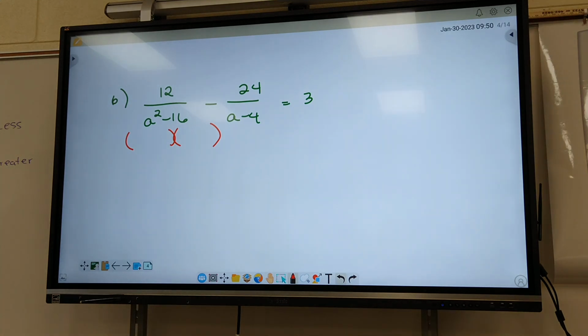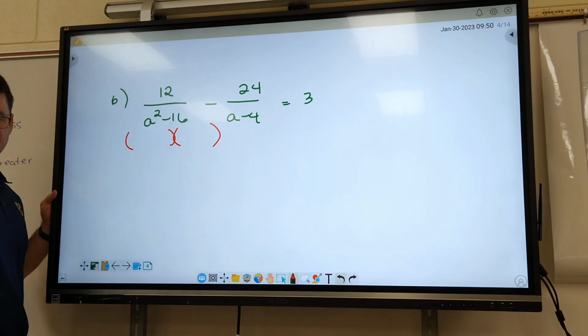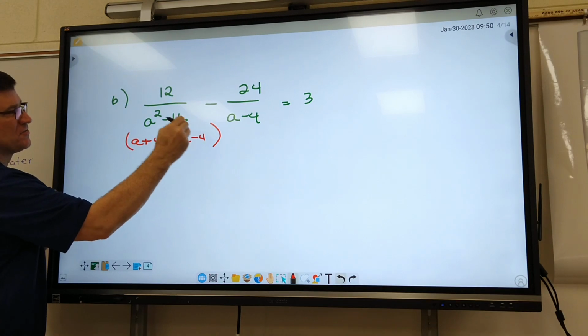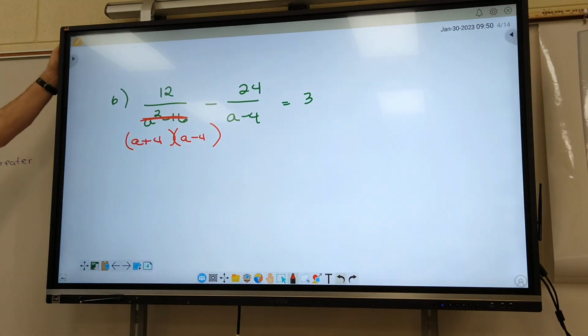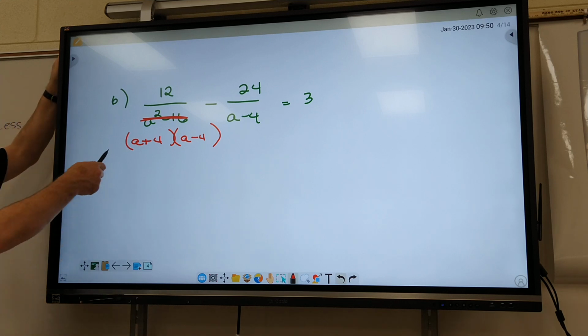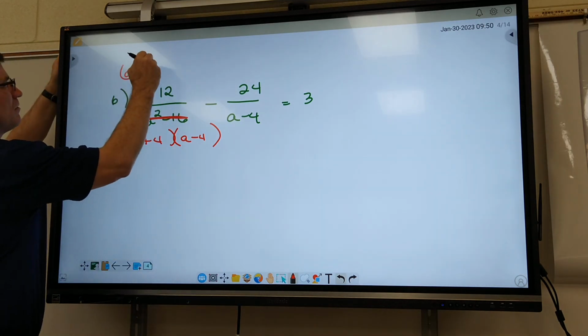All right, who can factor that out? It's just the difference of squares. What's the square root of 16? So I got a plus 4 and a minus 4. So on 6, 7, and 8, you're going to have to factor out first on all three of those. All right, so now let's use our common denominator rule that says we take one of everything on the bottom and use it. So my common denominator is going to be a plus 4 and a minus 4.